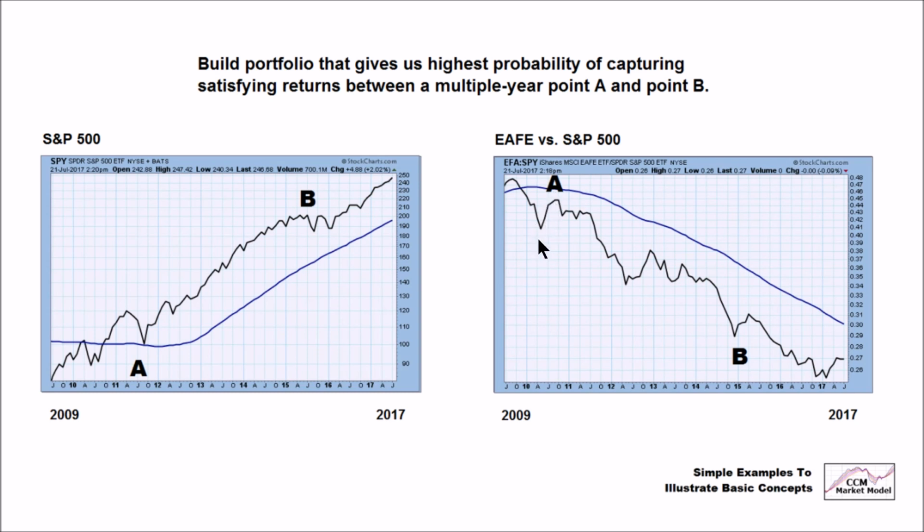This counter trend move here and this counter trend move here, if we owned EFA and we wanted to outperform, it would make it harder from a probability perspective to hold it for years in here. If we have something that's trending strongly when the market's trending strongly, we can hold it. This position would be difficult to hold between the same point A and point B because if you bought it here, it started to underperform. If you bought it here, it started to underperform.